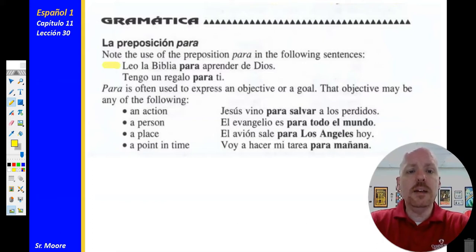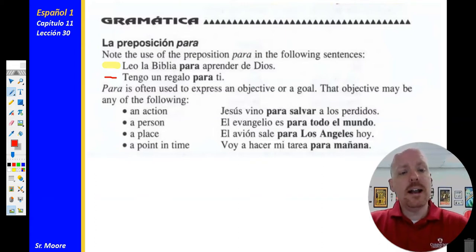You can see its use right here in these sentences. Leo la Biblia para aprender de Dios. I read the Bible in order to learn of God. Right here, tengo un regalo para ti. I have a gift for you. Para is often used to express looking ahead. There is movement forward. This is an objective or a goal. It's something that we are headed toward. It could be an action.